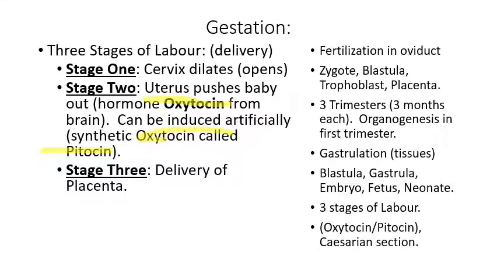Stage 3, after the baby has come out, the placenta has to be delivered sometime later. The amount of time that it takes for the placenta to follow the baby is variable, but it's not nearly as difficult. The hardest part of the birth is getting the head out. Once the head is out, the body comes out relatively easily, and the placenta comes out later very easily as well.